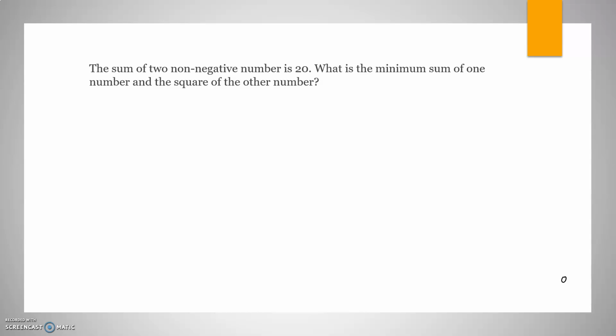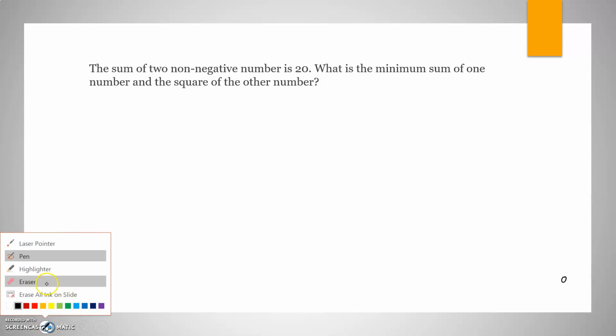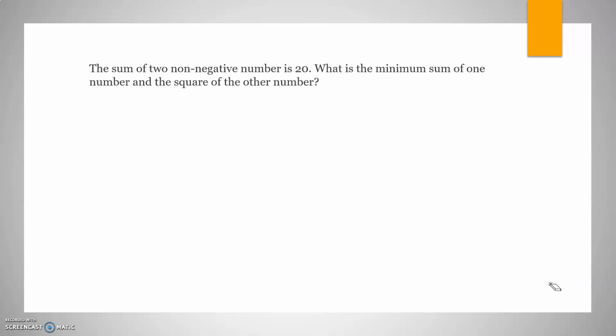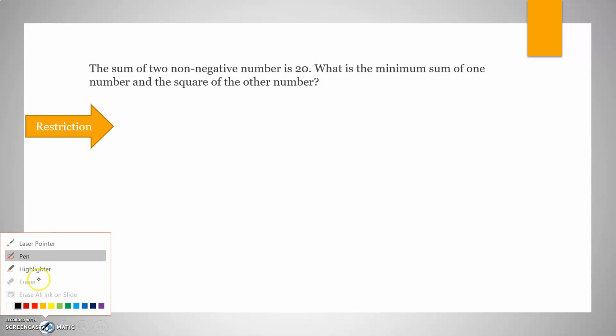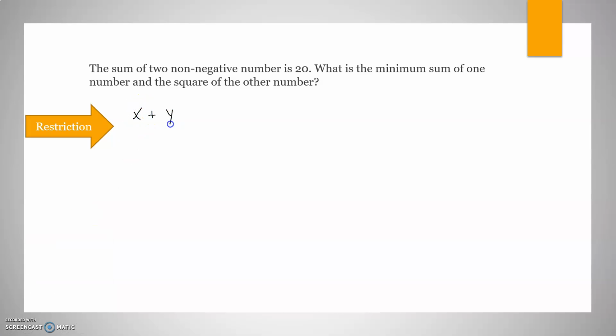Okay, we're going to do one last example. The sum of two non-negative numbers is 20. What is the minimum sum of one number and the square of the other number? So the restriction is that the sum is 20. So x plus y has to be 20. And we are trying to find the minimum sum of one of the numbers and the square of the other number. I'm going to solve this for y.